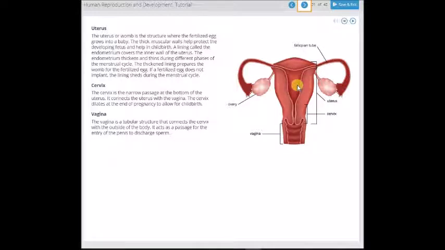If you've ever seen a pregnant woman, you'll understand that this becomes massive in terms of size, which again, women are so amazing. To then leave, this muscular area here called the cervix will start to what we call dilate, and the baby leaves here. We're going to talk more about that in a minute.